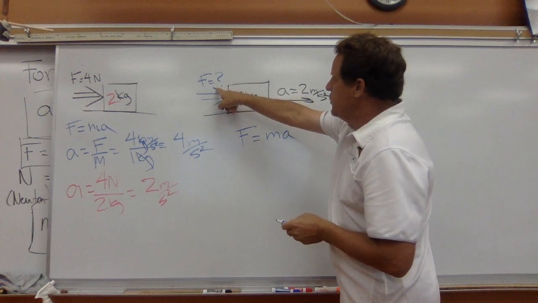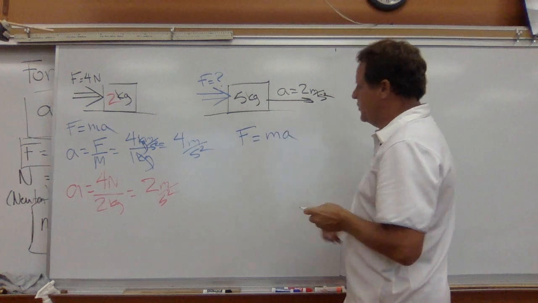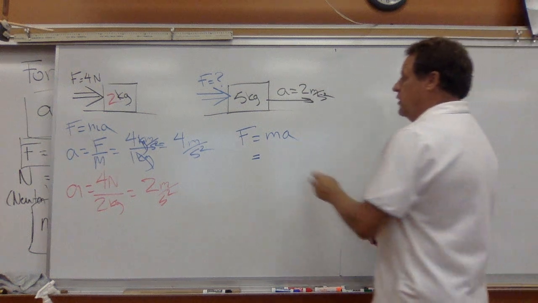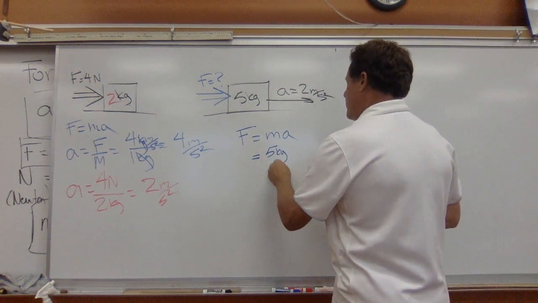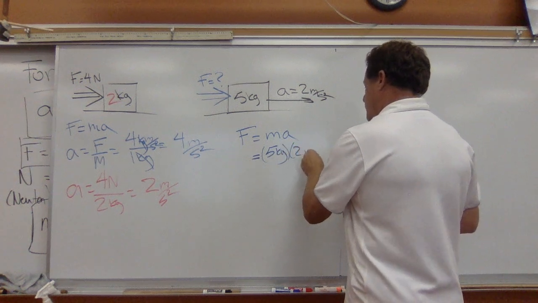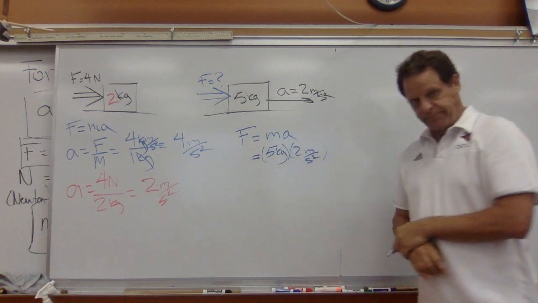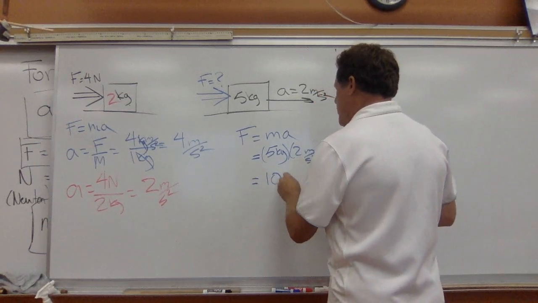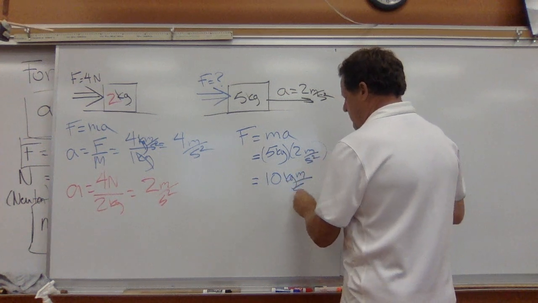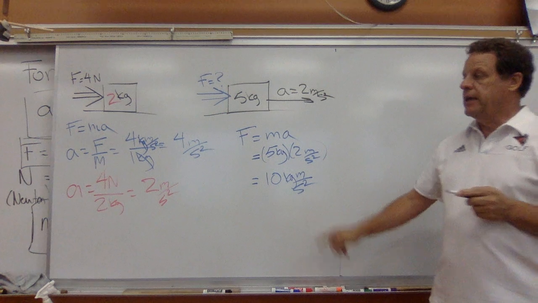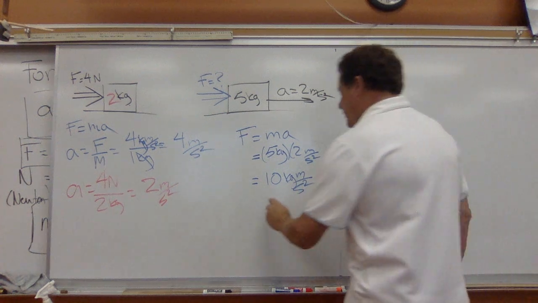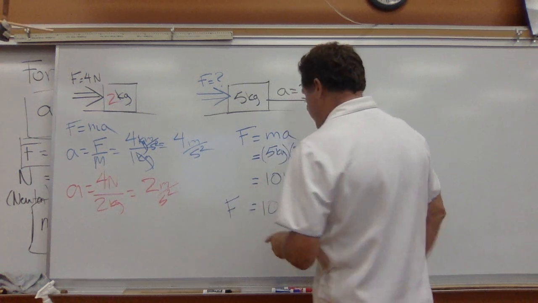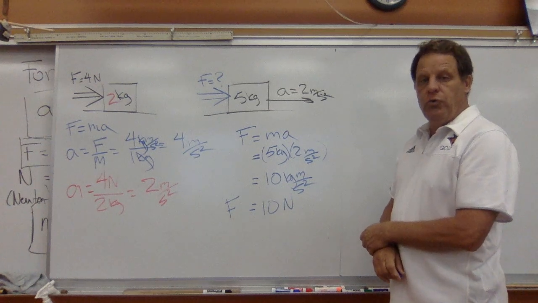But now remember, we don't have our force, but we do have our mass and we do have our acceleration. So now we have our equation here. So we're going to put in 5 kilograms and an acceleration of 2 meters per second squared. And that is going to give us a value of 10 kilogram meters per second squared. But remember, a kilogram meter per second squared is also known as a Newton. So our force here would be 10 newtons.